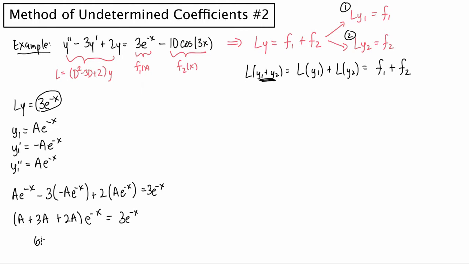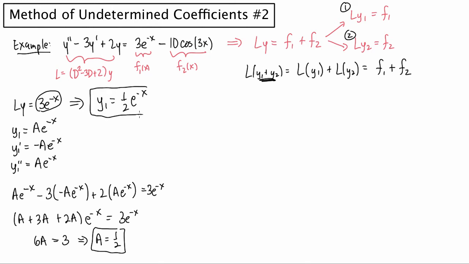Simplifying over here, I get 6a needs to be equal to 3. The coefficients need to match up. So a turns out to be 1/2. All right, so that's a good start. That says that my solution to this problem is y1 equals 1/2 e to the negative x. So there's the solution to problem 1. That's done. Okay, let's try problem 2 now.